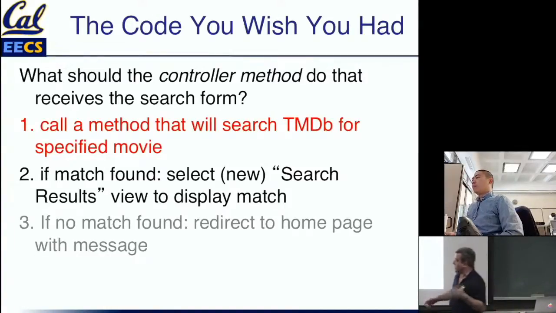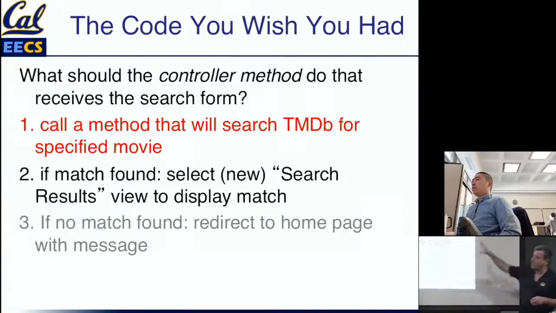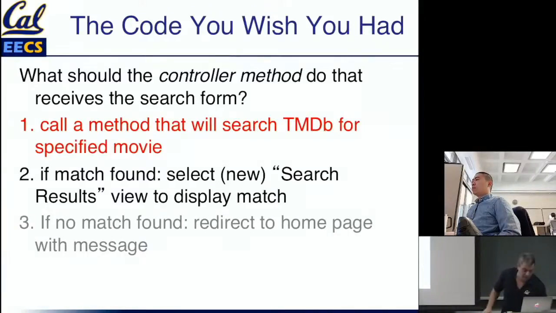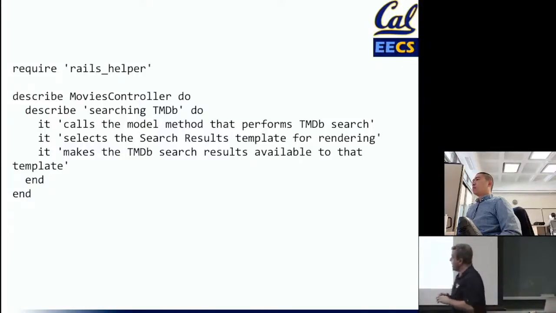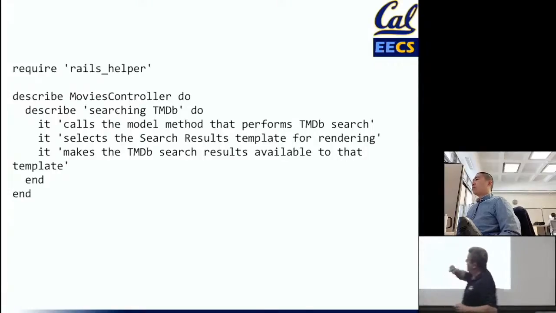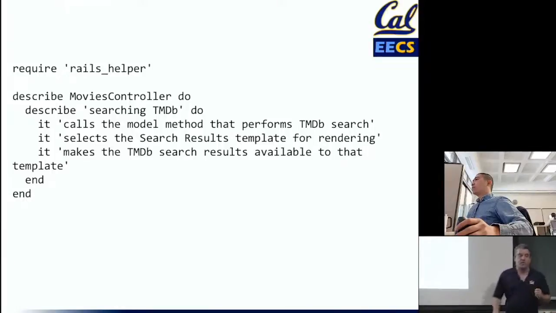And we can say that if we get a match, then we'll find a way to display it and so forth. But let's just focus on this first step. It'll call a method that searches TMDB for that movie. And you can imagine starting out the skeleton of your RSpec test with something like this. We can have a group of 3 related examples that are all connected to what happens when the user submits this search form. And the first example is going to say it calls a model method, because models do all the real work. It calls a model method that performs the TMDB search.